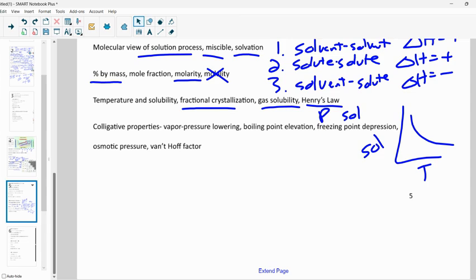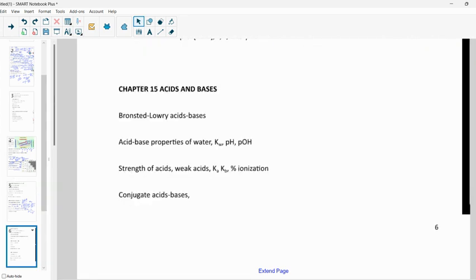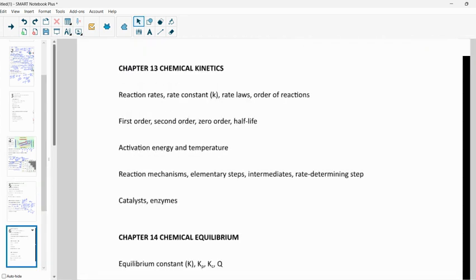Colligative properties, we don't need to worry about those. Good on chapter 12? Chapter 13, we're already past the midterm. All right.